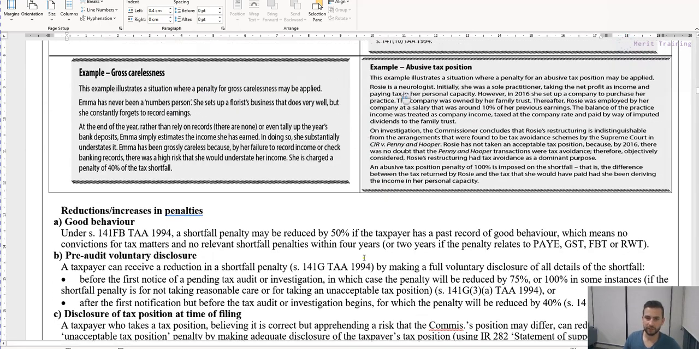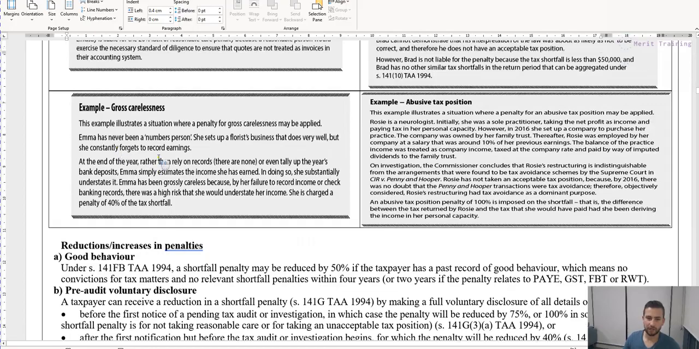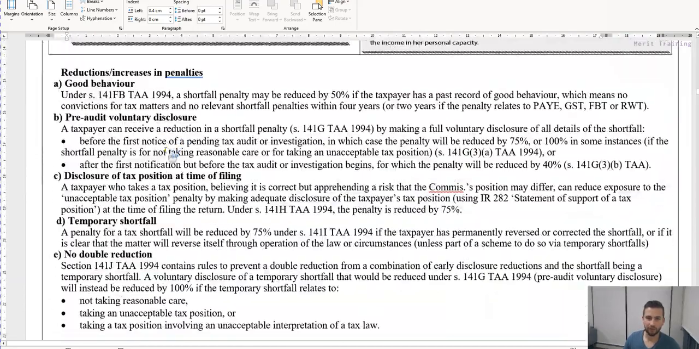So we've got some examples here which you can read through if you like, but I think we've pretty much covered those penalties. But as I mentioned before, there are 2 sides to the commissioner. Obviously they can issue penalties, but they also have the power to do some good things as well. So the commissioner can actually reduce penalties in certain situations. For good behavior, they can reduce the penalty by 50%.